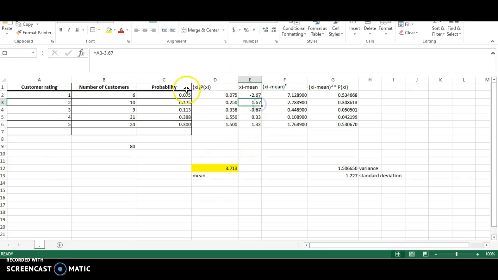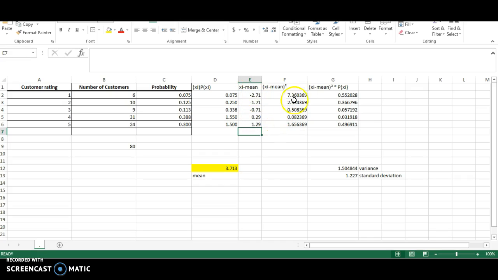The next one is 2 minus 3.713. And it looks like I did not change those. Let me fix that really quickly. So I fixed that formula. You're going to do 1 minus 3.713, and then 2 minus 3.713, and then 3 minus 3.713, 4 minus 3.713, and then 5 minus 3.713.